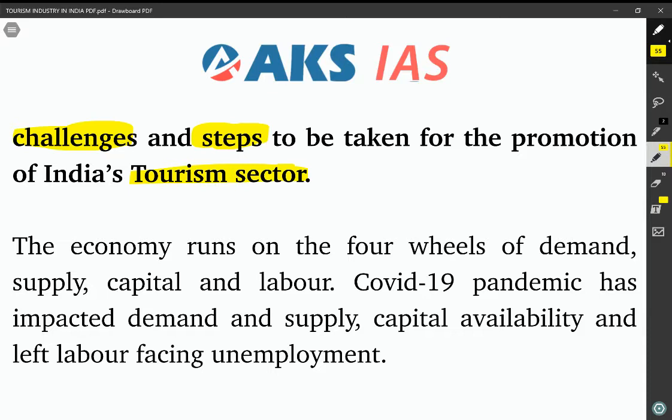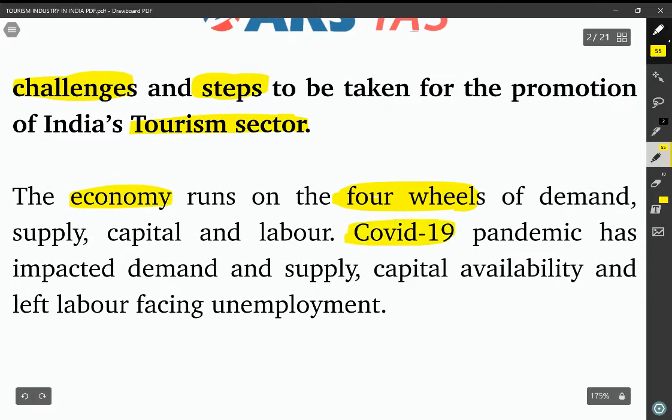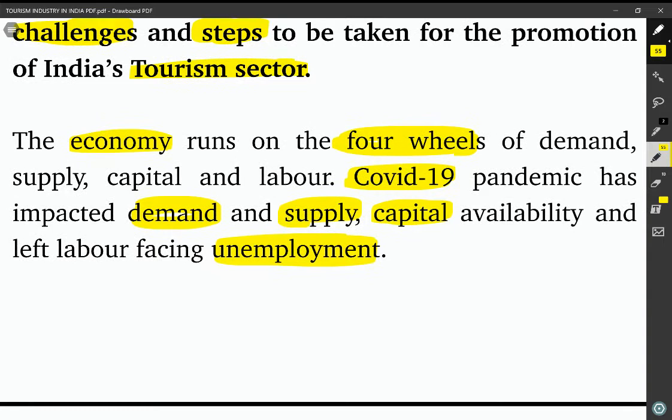To start off with, you all know that the economy runs on four wheels. What are the four wheels? They are demand, supply, capital, and labor. However, the COVID-19 pandemic has impacted demand, supply, as well as capital availability, and left labor facing the issue of unemployment. The author here states that the COVID-19 pandemic has affected all four wheels of an economy. That's what you call the factors of production.